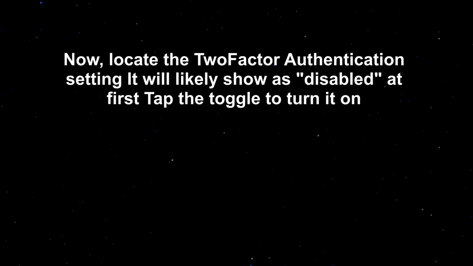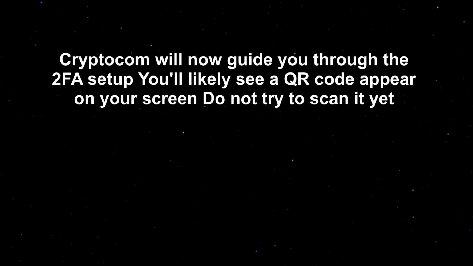Now, locate the two-factor authentication setting. It will likely show as disabled at first. Tap the toggle to turn it on. Crypto.com will now guide you through the 2FA setup.